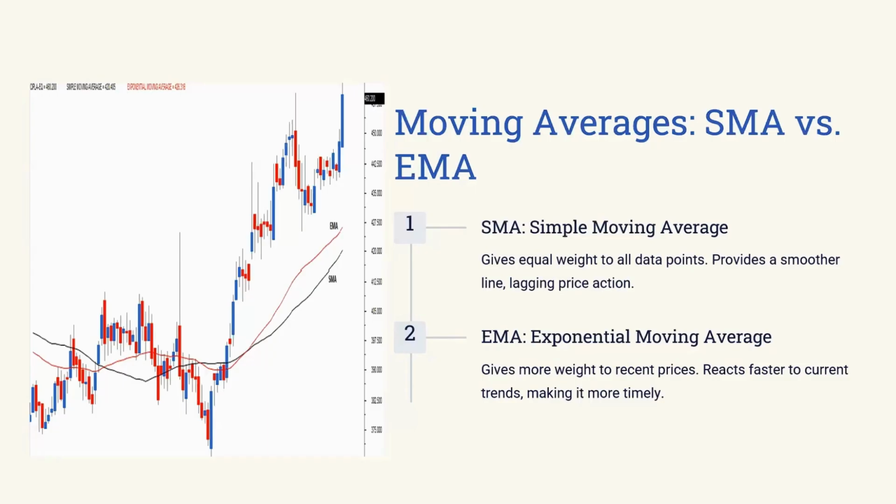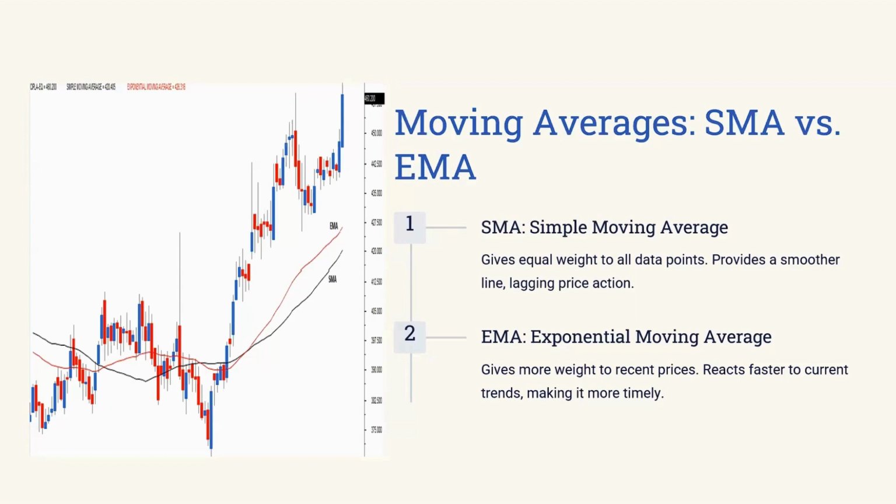They help traders smooth out price data, filter market noise, and identify the direction and strength of a trend. By providing a continuously updated average price over a specific period, they offer a clearer picture of an asset's price action than raw fluctuating prices. There are two primary types of moving averages used by traders: the simple moving average and the exponential moving average, which is SMA and EMA.